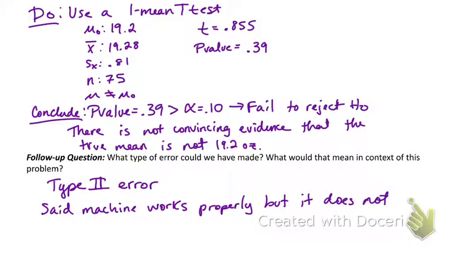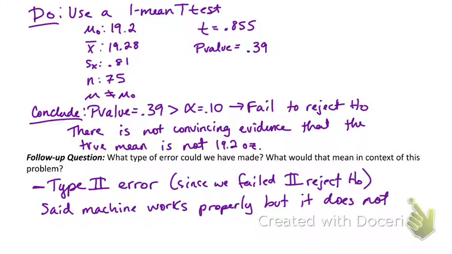And I guess I should have written this. You can add it if you need to. This is just a type 2 error since we failed to reject the null. So if you need that, that's why we made the type 2 error. It's because we failed to reject. And that would be us saying that the machine works properly, but it does not. It would be a terrible error to make.